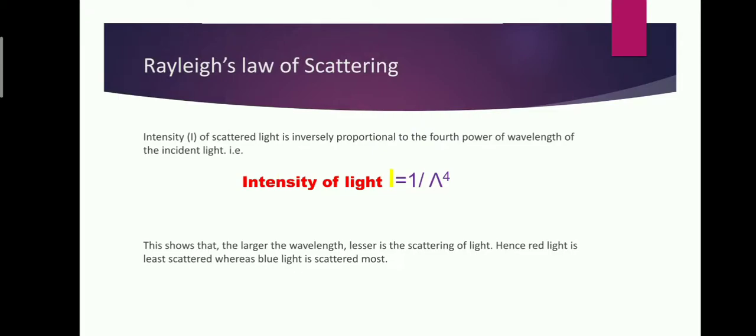You might have seen that in traffic lights, red light is widely used because it has the larger wavelength, so it can travel a larger distance compared to the other colors. So our red light is least scattered, whereas blue light is scattered the most. Fine. So the next question is, why is the sky blue? The answer for this is scattering of light.